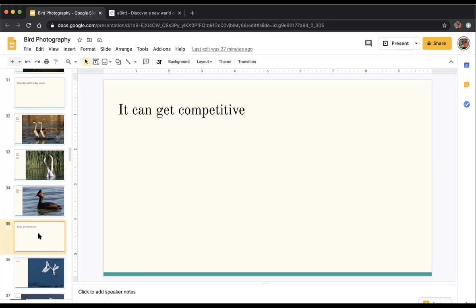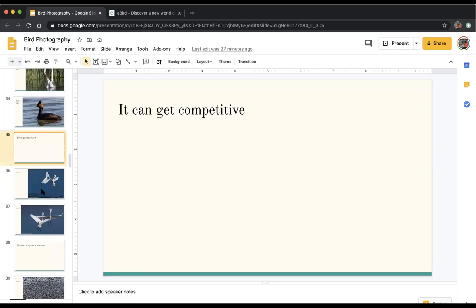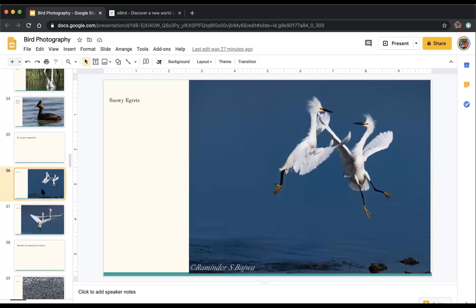Then it can get competitive. So these are your regular snowy egrets, and you just have to be ready for something happening, which goes back to being ready with your camera and everything when you're out there, because sometimes these things will last just barely a couple of seconds.